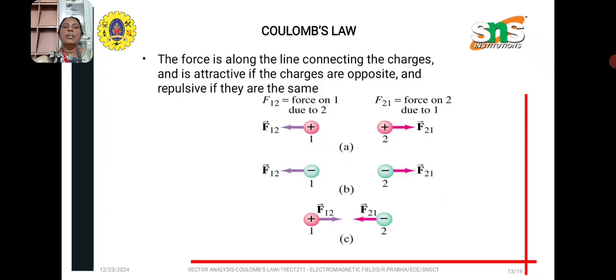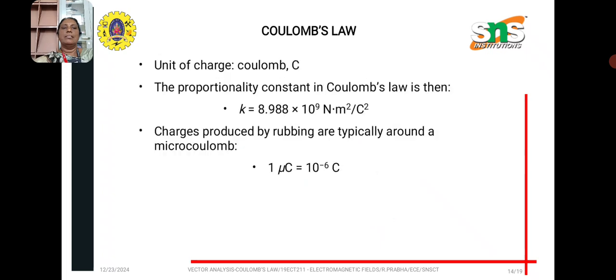In Coulomb's law, the force is along the line connecting the two charges. It is attractive if the charges are opposite and repulsive if the charges are the same. This is explained in the diagram. In the first diagram, there are two same charges, and they repel each other. In the third diagram, there are two different charges, and they attract each other. And the unit of charge is the Coulomb.